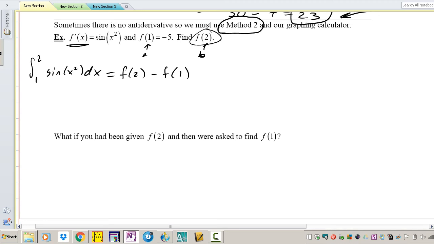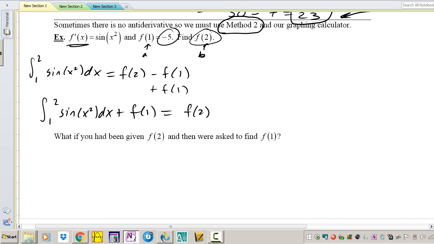And what are we trying to solve for? We're trying to solve for f of 2. So we add f of 1 to both sides. Sine x squared dx plus f of 1 on the outside is equal to f of 2. What is f of 1? f of 1 is negative 5. So f of 2 is the integral from 1 to 2 of sine x squared dx minus the 5, because that's the f of 1. And you have no choice but to use a graphing calculator to find the integral for this problem.